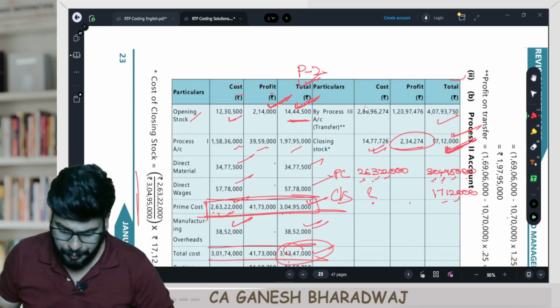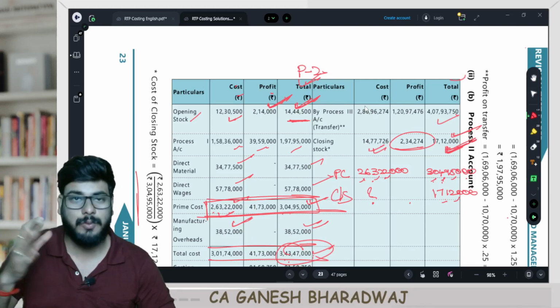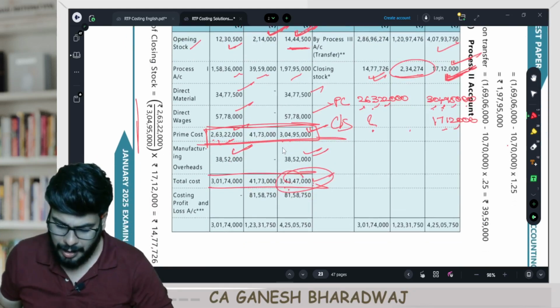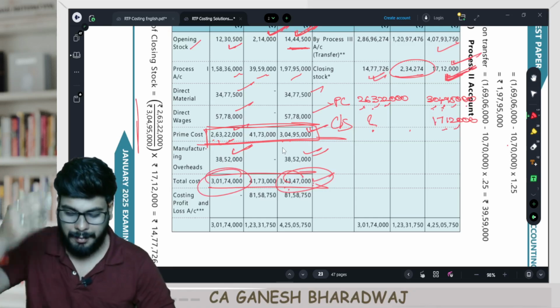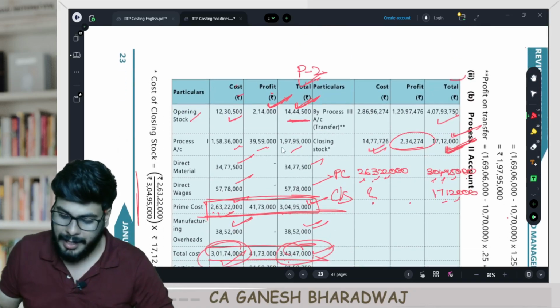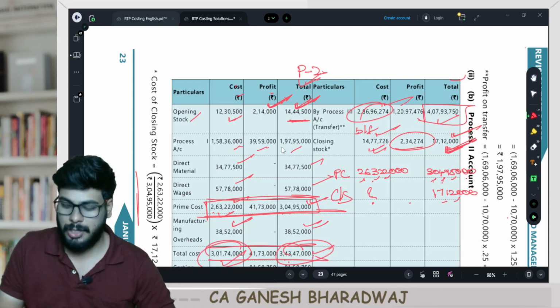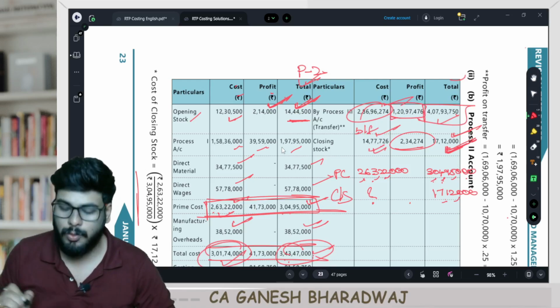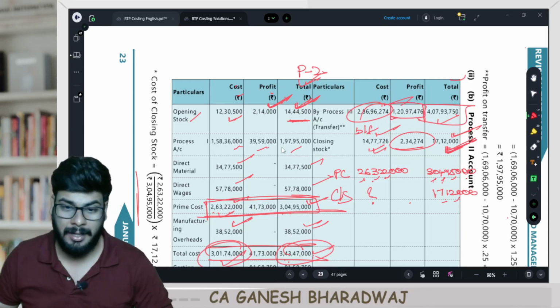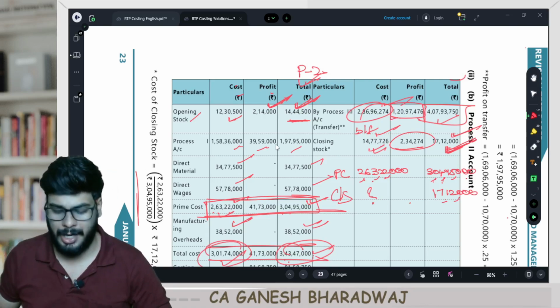Now, sir, how do you calculate the cost pertaining to the goods transferred to this particular process? Very simple, balancing figure. This cost column has a total of 301,74,000. Minus the cost of closing stock, you will arrive at the balancing figure, and you have the cost now. The difference between these two, you will arrive at the profit inside the output transferred from process 2 to process 3. Are you clear with this?